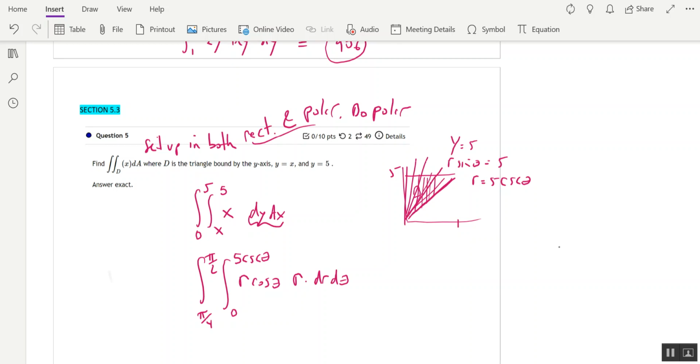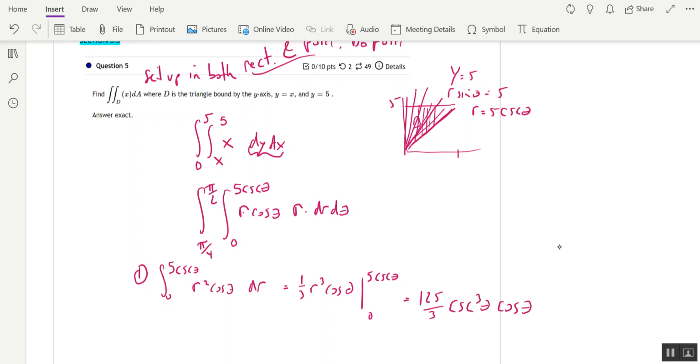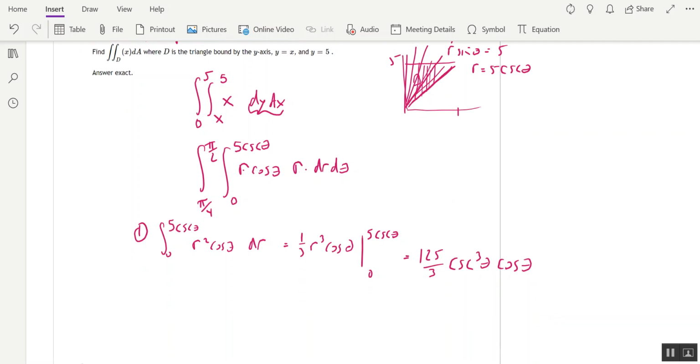So that's our setup. So integral 1, 0 to 5 cosecant theta, r squared cos theta dr. So you combine the two r's to get r squared. That's 1/3 r cubed cos theta between 0 and 5 cosecant theta, which is 125 over 3 cosecant cubed theta cosine theta. Okay, I could switch all to sines and cosines, but I'm not going to do that. I'm going to switch to cosecants and cotangents for integral 2. I'm going to integrate from pi over 4 to pi over 2.